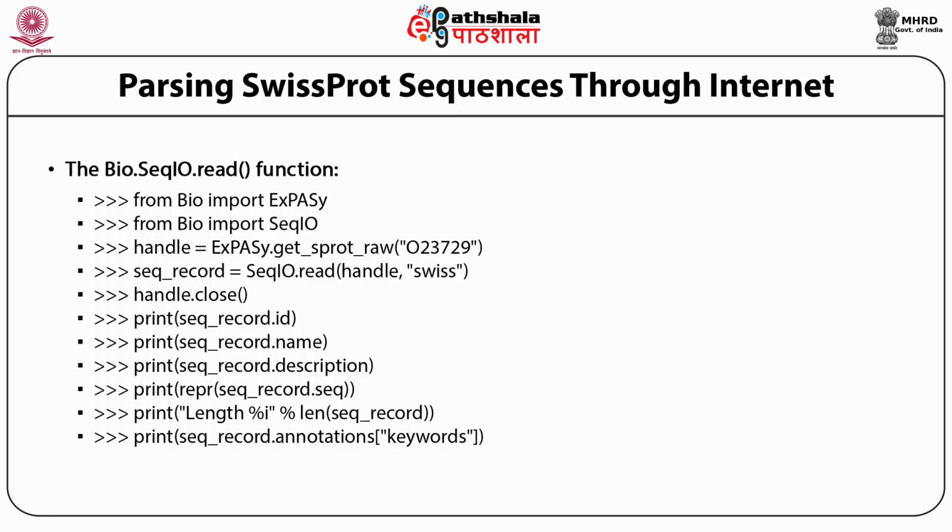And then in the next line I say from Bio import SeqIO. We need the sequence input output module. So I say from Bio import SeqIO. Give the handle.